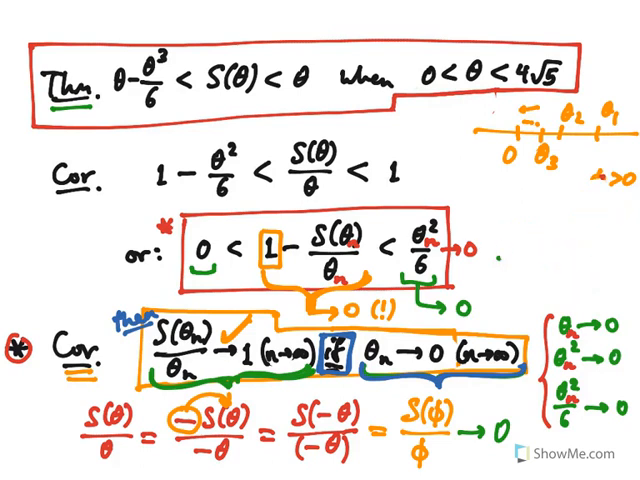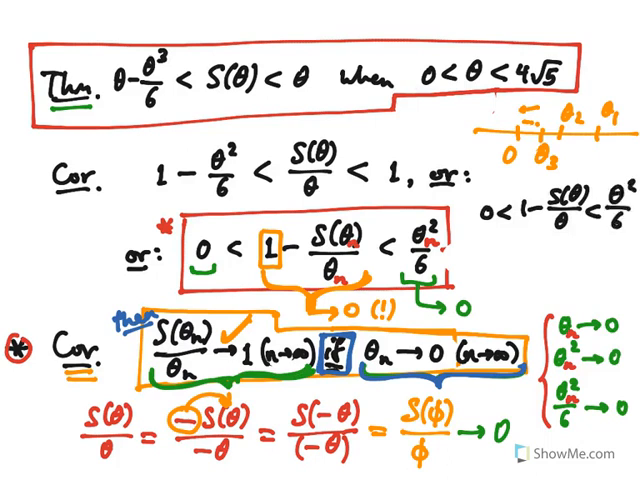Let me just erase some of these pictures here. In fact, maybe I should just rewrite this statement. So we have these inequalities here. Another way to rephrase those is 0 is less than this is less than this. Okay? But there's still this clause, when theta is positive and less than 4 root 5.